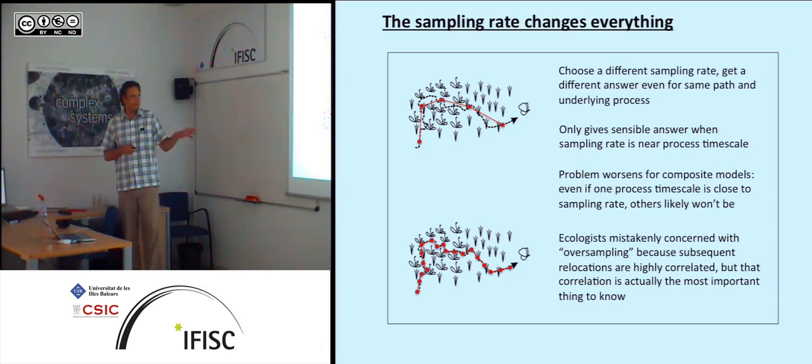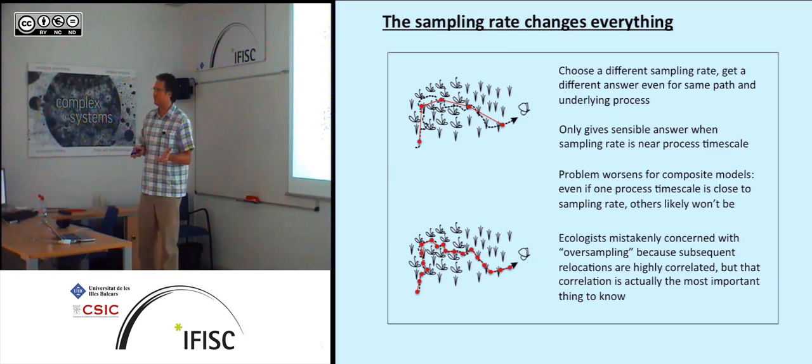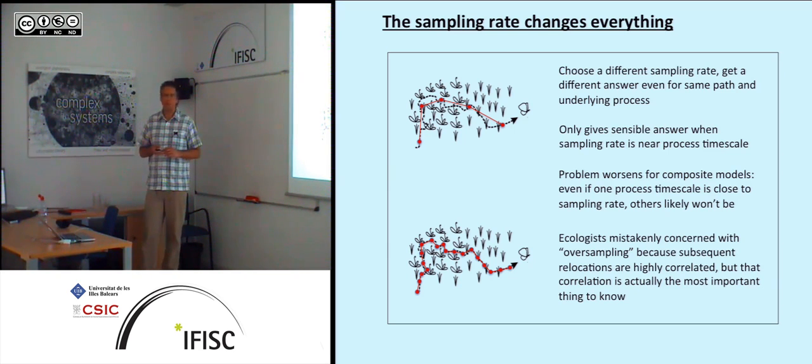But as I'm going to talk about in a minute, if you think about this from a stochastic process perspective, that correlation in the data is what you want to know. That is the most interesting thing you can pull out of that path. And ecologists often do crazy things like thinning the data to destroy the autocorrelation structure in it.